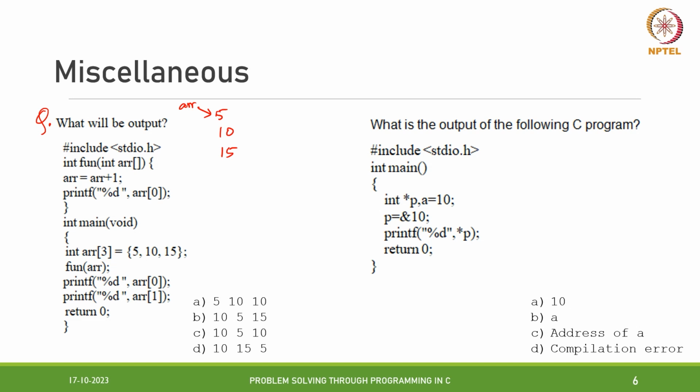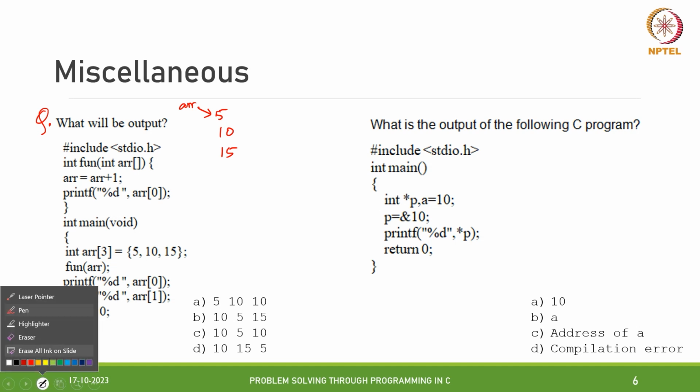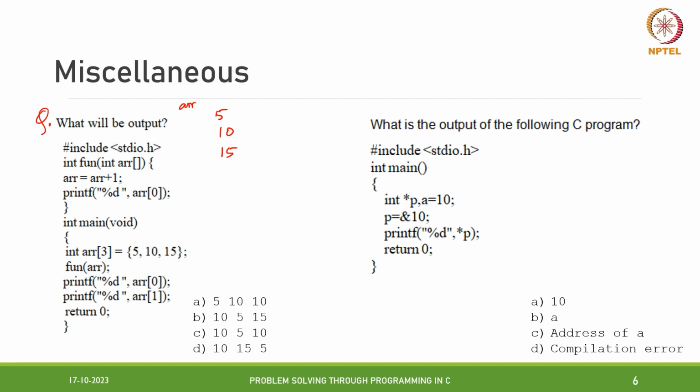So basically when we are defining this array 5, 10 and 15, this ARR is basically a pointer which is pointing to the first element of the array, which is 5, right? And we are passing this pointer to the function called fun. Now in the function fun, we are doing ARR equals ARR plus 1. That means the pointer is getting incremented by 1. So instead of pointing to 5, it is now pointing to 10.